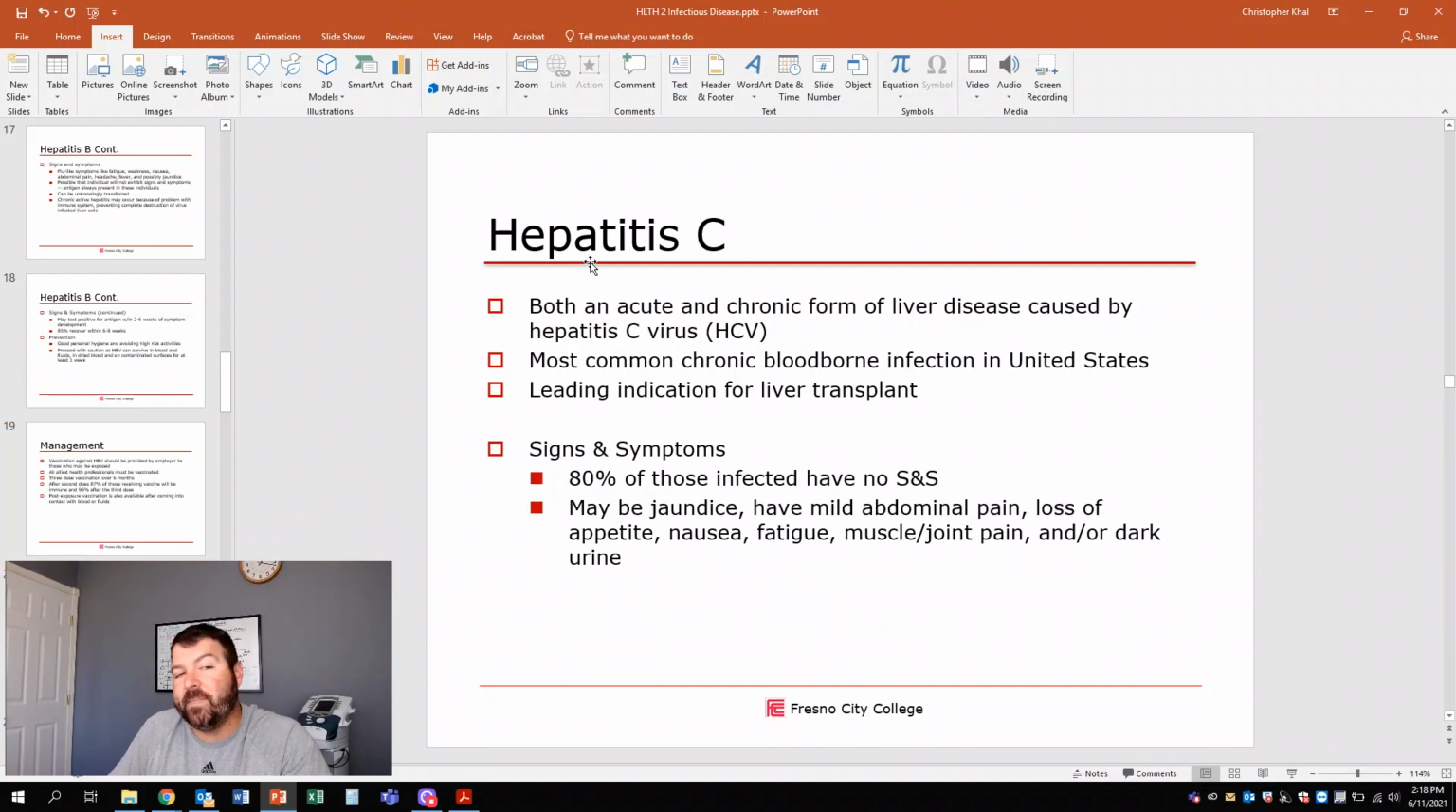Okay. Then on Hep C, both acute and chronic forms of liver disease caused by HCV, most common chronic bloodborne infection in the U.S., leading indicator of liver transplant. Okay, signs and symptoms: 8% of these infected have no signs or symptoms. So they're asymptomatic. So maybe jaundice, that yellowing, mild abdominal pain, loss of appetite, nausea, fatigue, joint muscle pain, and dark urine, which is pretty much everything after a hangover.